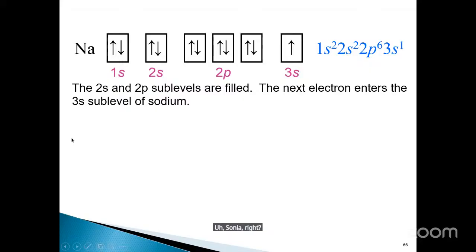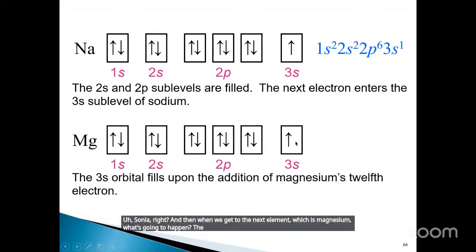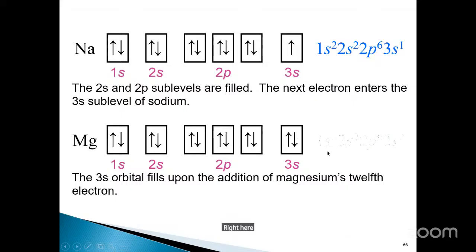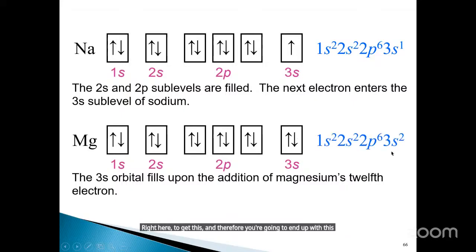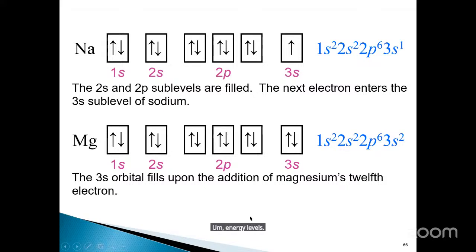And then when we get to the next element, which is magnesium, what's going to happen? The next electron will be added right here to get this, and therefore you're going to end up with this electronic configuration of magnesium. And you just continue adding electrons to the next orbital, then continue following the rules in terms of spreading the electrons out among orbitals of same energy levels before pairing them up, all right?